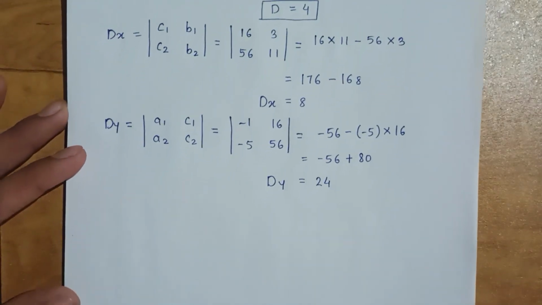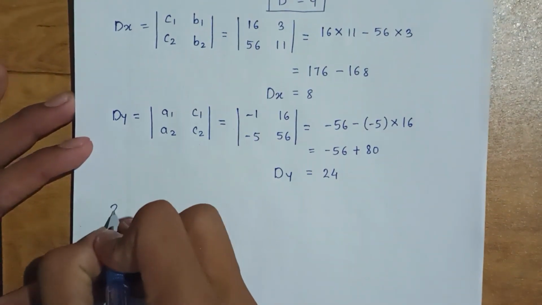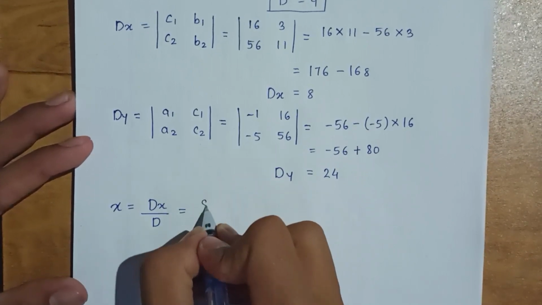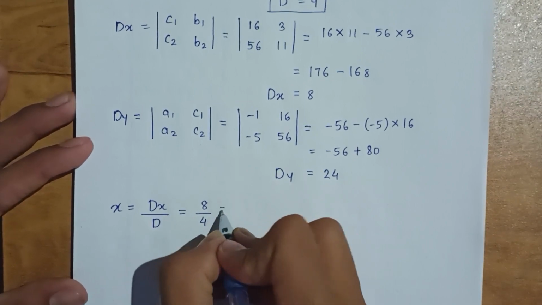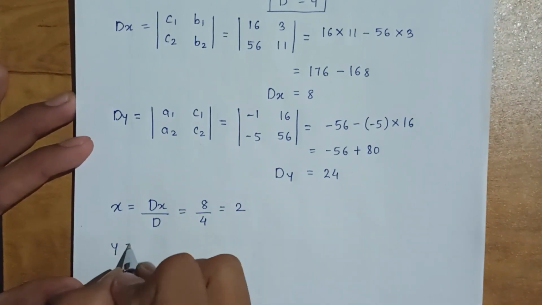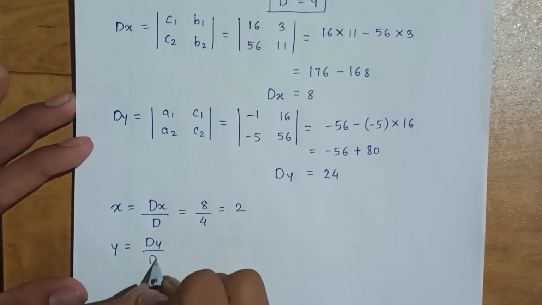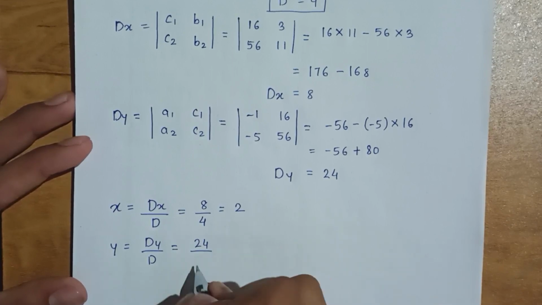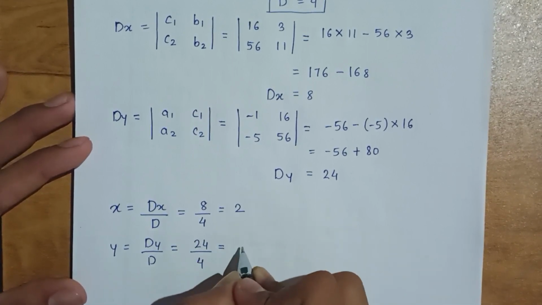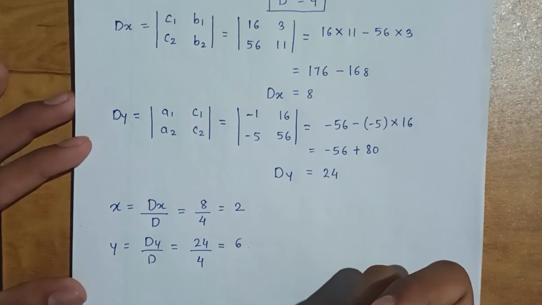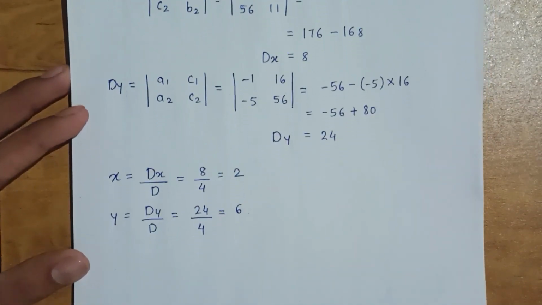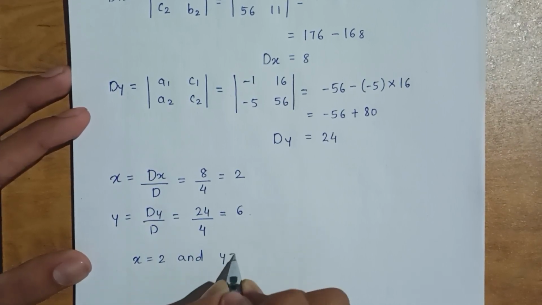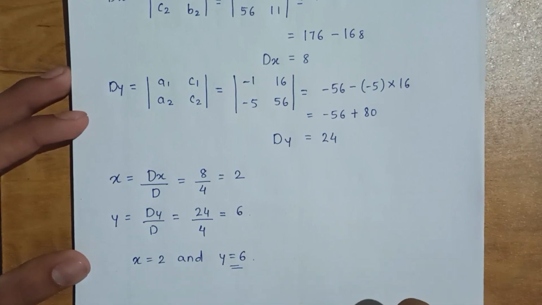Now we have got all the three values. Now we will solve for x and y. So x equals dx by d. The value of dx is 8, the value of d is 4, so it will give you 2. And for y the formula is dy by d. The value for dy is 24 and the value of d is 4. So 4 6s are 24. So the value of y is 6. So we have got the x and y values, that is x equals 2 and y equals 6. So we have solved our simultaneous equation.